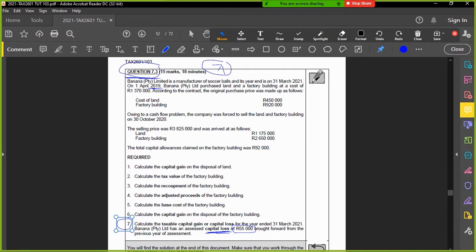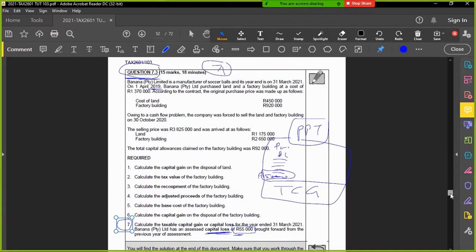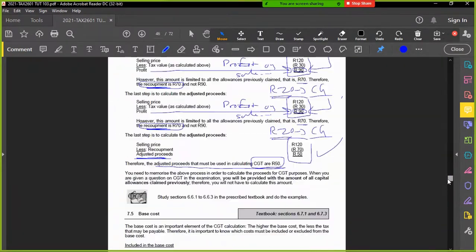Okay, I closed my PowerPoint. Remember my PowerPoint? When you work out the taxable capital gain, you've got proceeds, then you've got base cost, and then you've got all those different lines. One of the lines talks about the assessed losses from last year. Then this is going to go into that table there. Okay, it looks like this table here, the one that we saw earlier.